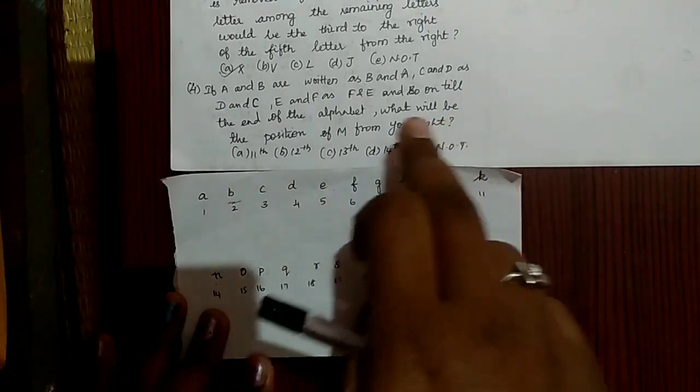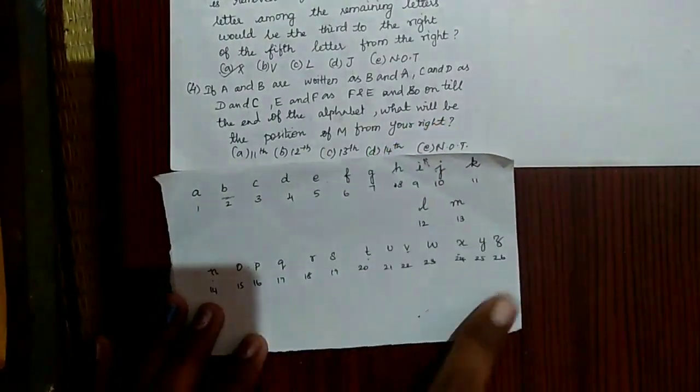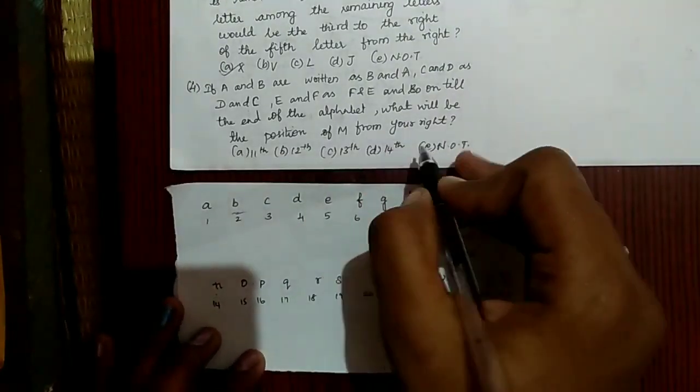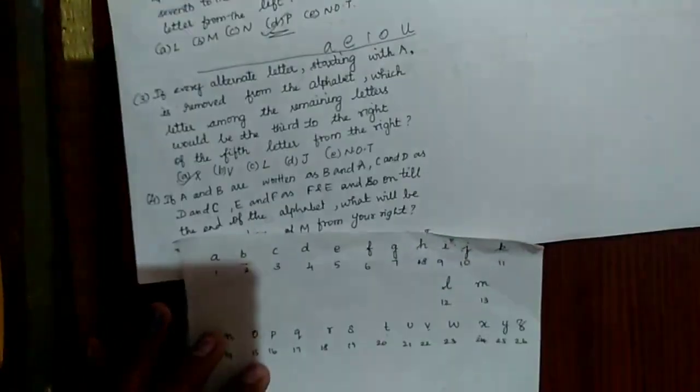But in our question, what they are asking is, from our right side, what is the position of the M? That will be in 13th position. So the answer is option C, 13th position. So let's move on with the fifth question.